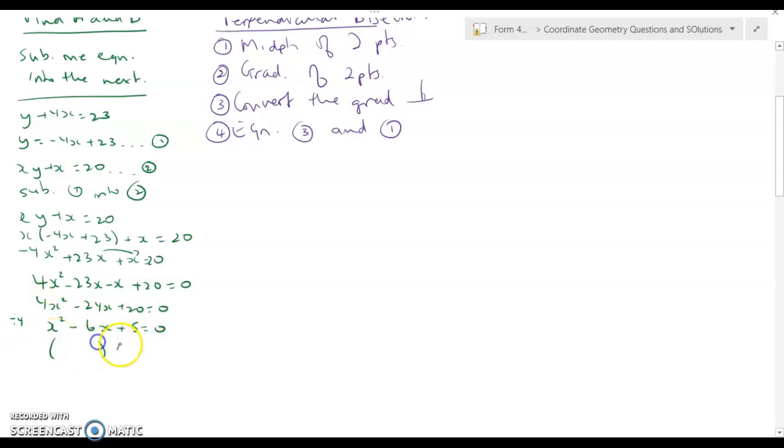And then I factorize. x here, x here, 5 here, 1 here. Because that's the only values that will give me 5. Minus 1, minus 5. That will give me minus 6. So this is my factorized answer. Now I need to find my solved answer. So I say x minus 1 is 0, x minus 5 is 0, x is equal to 1, x is equal to 5. Now, again, going back to the question, we need to find what is A and B.